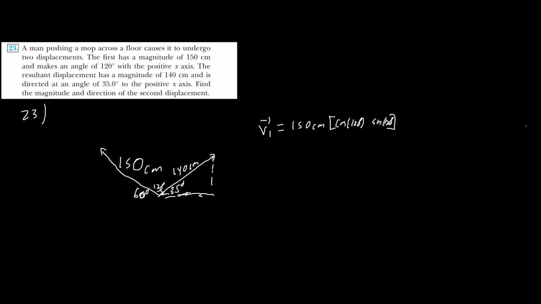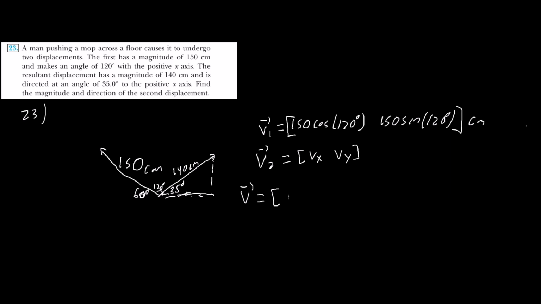I treated the magnitude as a scalar, bringing it out in the front. And v2 is what we're looking for, vx and vy, which it's asking for. And v is going to be the final result of v1 added to v2, which is going to be 140 centimeters cosine of 35 degrees, 140 centimeters sine of 35 degrees.